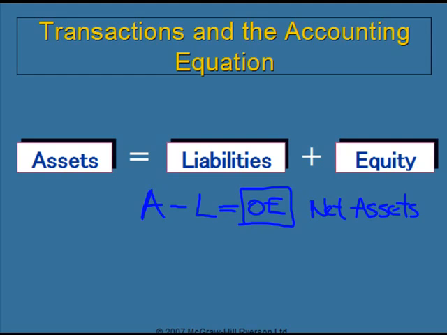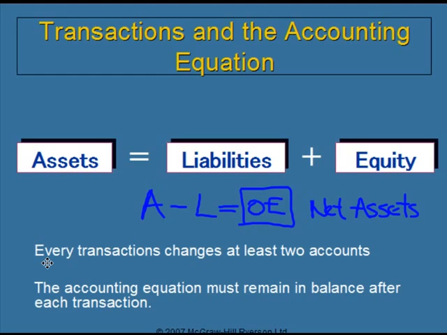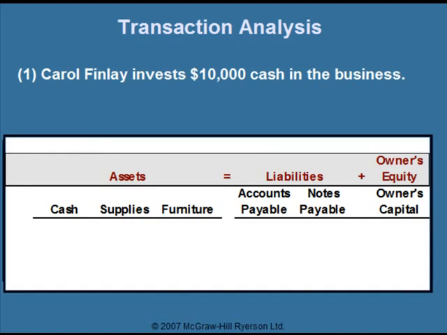When we record or analyze transactions, we need to follow 2 rules. Every transaction has to change at least 2 accounts, and the accounting equation must remain in balance after each transaction is recorded. We use charts like this to help us practice analyzing transactions. This chart is based on the accounting equation, assets equal liabilities plus owner's equity. Under the assets, we have 3 different kinds of assets. We have cash, we have supplies, and we have furniture.